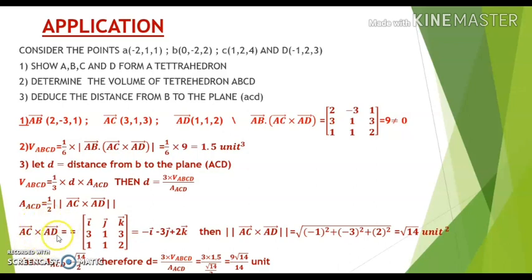Finding this vector by putting AC and AD in this matrix, we get the vector AC cross AD as minus i minus 3j plus 2k. Calculate its norm. We get the norm of this vector equal to radical 14. Then the area of the triangle is half of radical 14. And finally, replace the volume and the area by their values. We get the distance from the point B to the plane ACD.